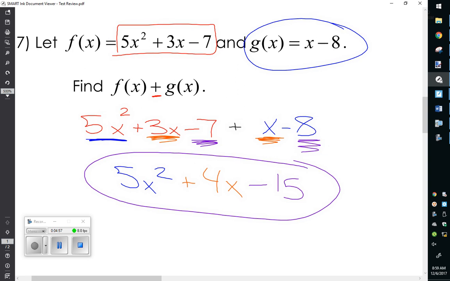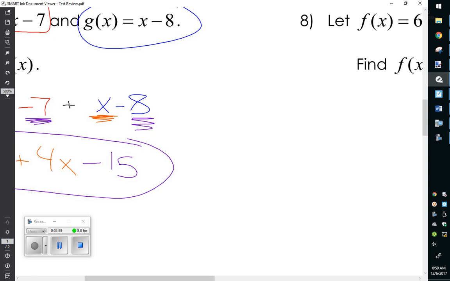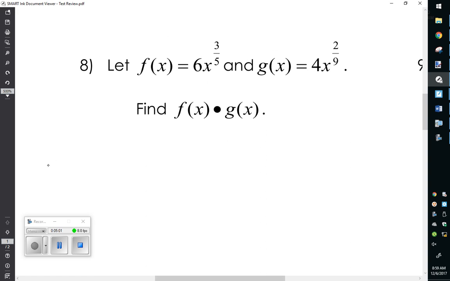Number 8 says f. What does that sign in the middle mean? Am I plugging something into the other one, or am I multiplying? I'm multiplying. It's a closed dot. Closed dot means multiply. So all I'm doing is taking 6x to the 3/5 times that one, 4x to the 2/9.